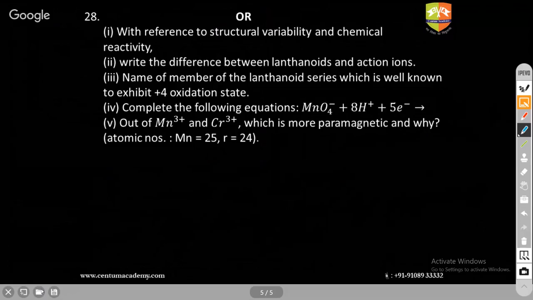Okay, so actually here, let me correct this name of the member. Okay, so this is not the second one. This whole thing is the first question till here. With reference to structural variability and chemical reactivity, write the difference between lanthanoids and actinoids. Second question is: name the member of lanthanoid series which is well known to exhibit +4 oxidation state. Correct. Complete the following reactions. Okay. Fine. Question number 1.